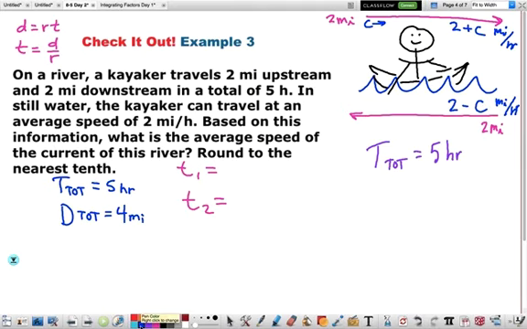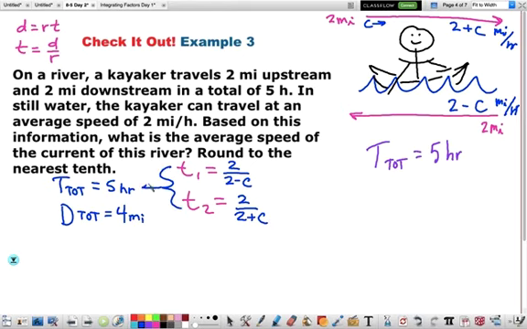So give me an expression for time 1. Two divided by 2 minus c. Distance divided by rate. Other one. There you go. You have time 1 and time 2. You add them together, what are you going to get? Total time. So set up that equation.